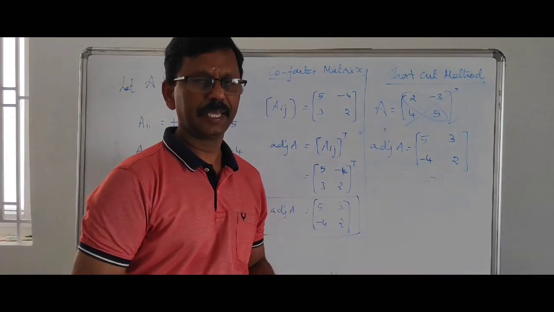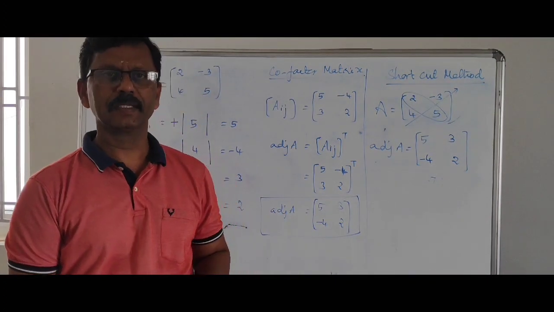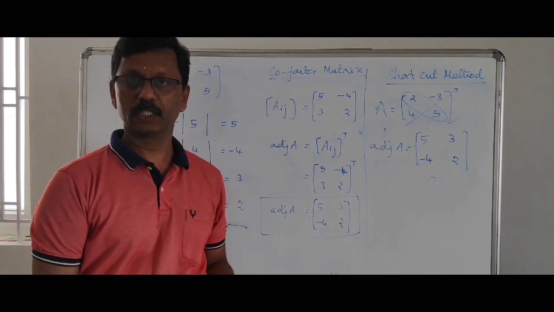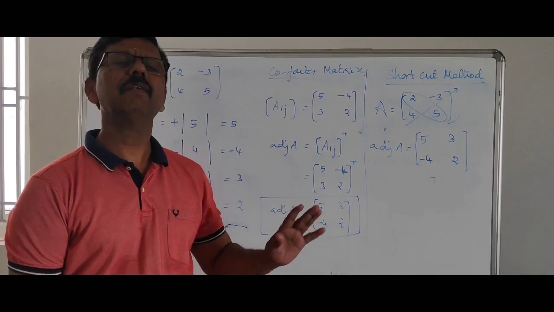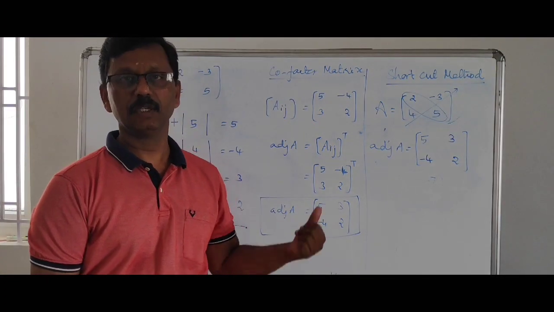Okay, today we have seen only the adjoint of a 2 by 2 matrix. Likewise, you can do many problems which are given in your textbook. Choose 2 by 2 matrices and find the adjoint for them. Already I have sent you the materials of this first chapter through WhatsApp.